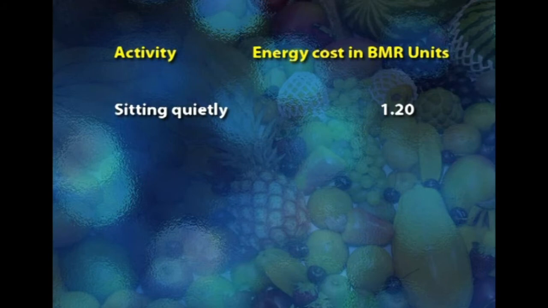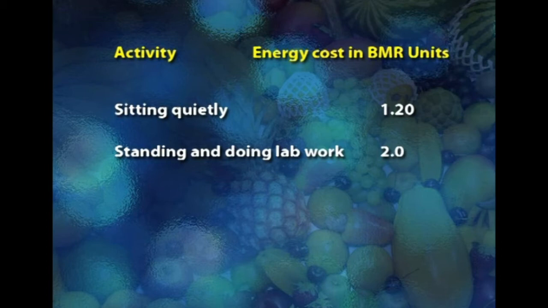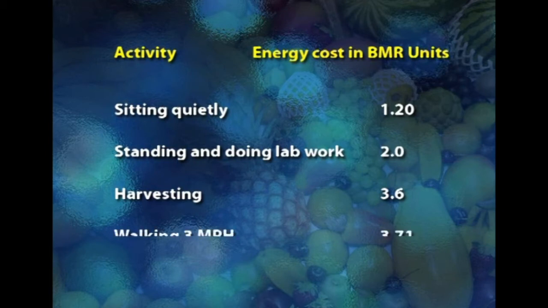Take standing and doing lab work, such a common activity for students pursuing science. For them, the energy cost in terms of BMR units would be 2. Farmers engaged in activities like harvesting will require 3.6. And walking at the rate of 3 miles per hour could be 3.71. So as the energy expended is less, the energy cost in terms of BMR units is also going to be less.